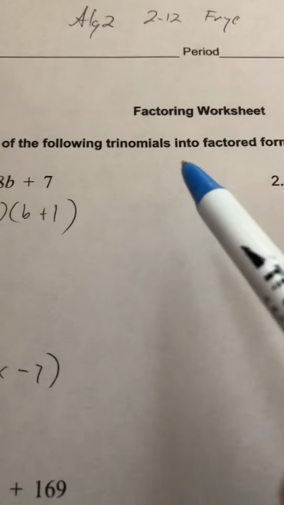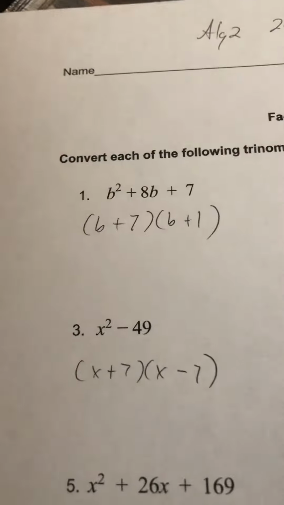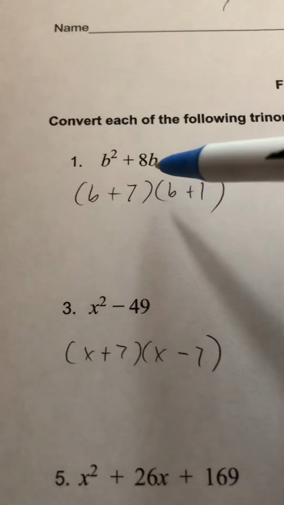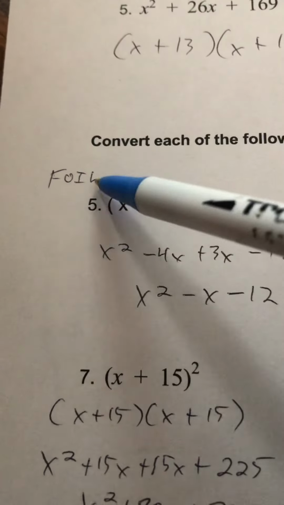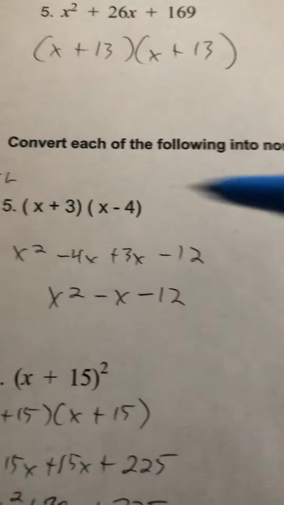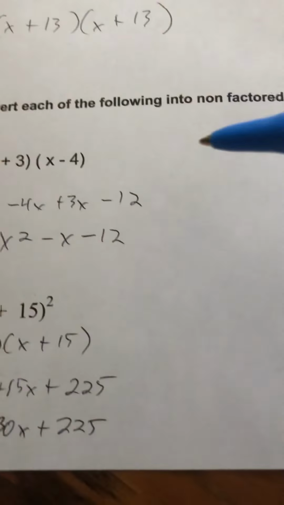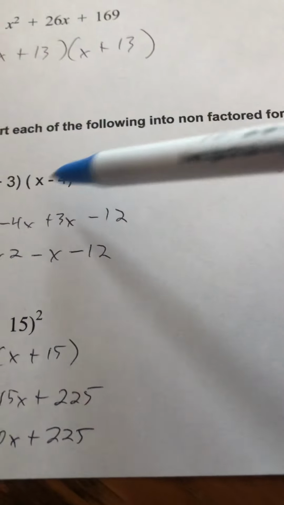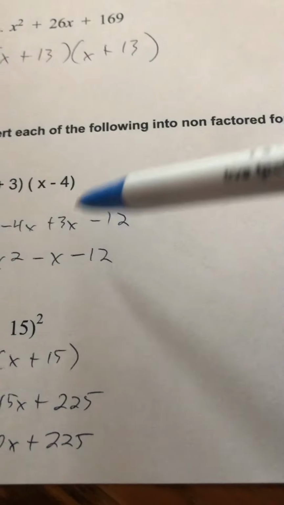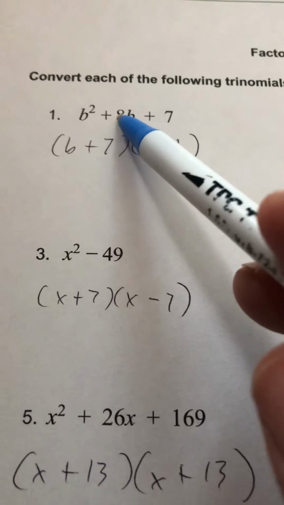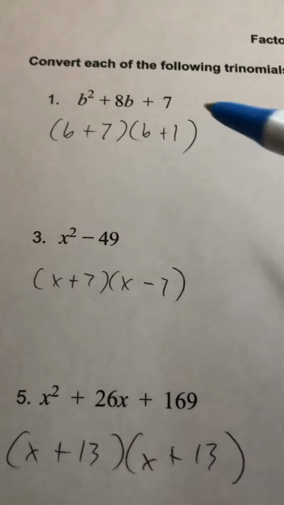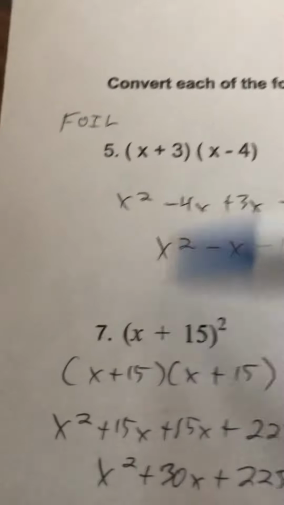Convert each of the following trinomials into factored form. I'm going to do the odd ones. It's kind of easier for me to do the last ones and be thinking about the FOIL method, going backwards, changing from factored into non-factored, because I'm thinking of these first few. I'm thinking of working them backwards. So let's talk about these last two first.